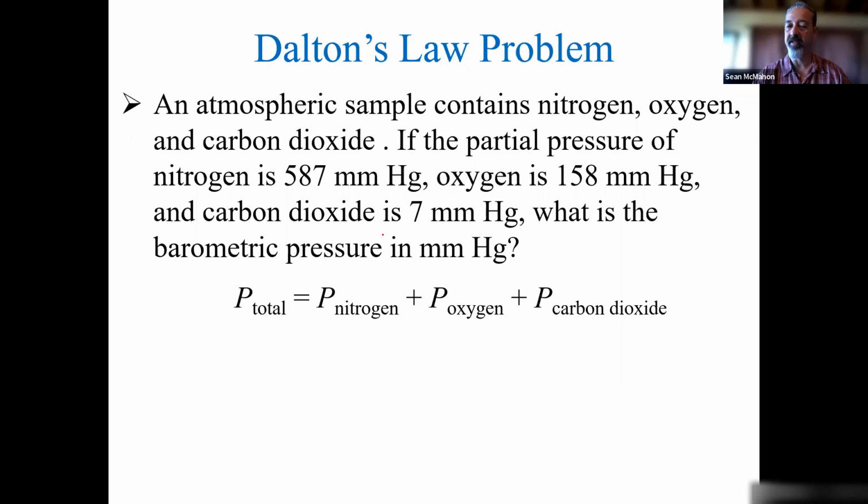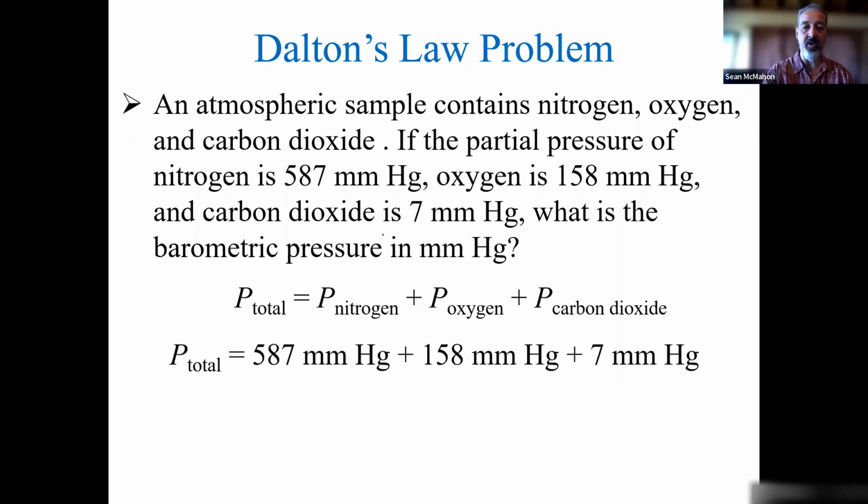So nitrogen plus oxygen plus CO2, we add those all up. We're going to the 1 unit for all of these, and then when we add it all up, we get 752 millimeters of mercury. Now, could we change this to atmospheres?